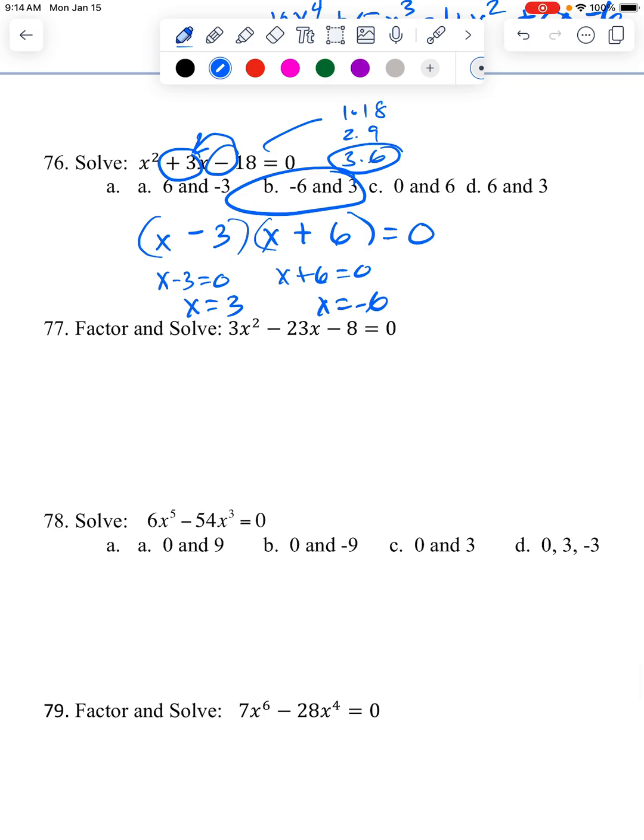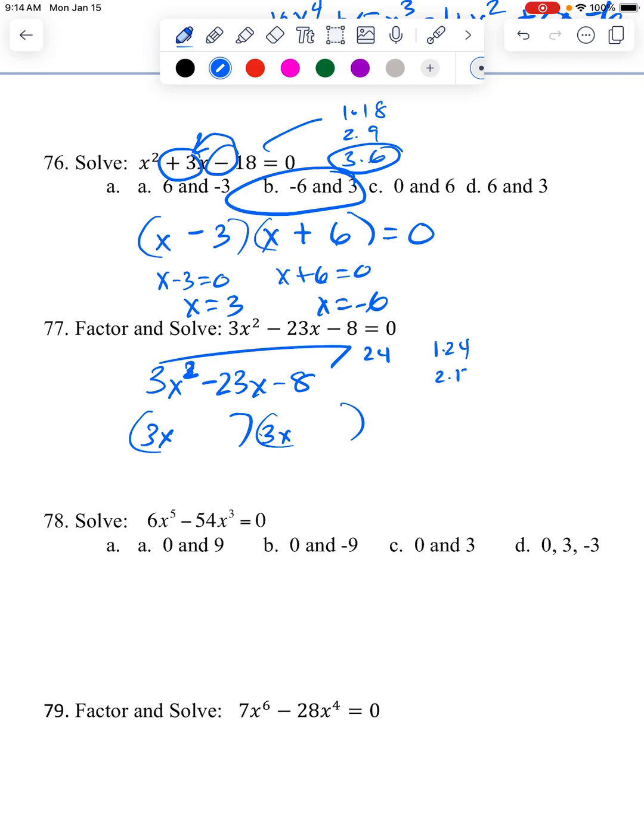This one tells me to factor, but this one's tricky because it's got a number in front. And so I'm going to show you again how I do that. You don't have to do it my way, but I put a 3x here and here. 3 times 8 is 24. And then I look at my card to see all my options for 24. But I need one that subtracts to be 23. So actually this first one is the right one.